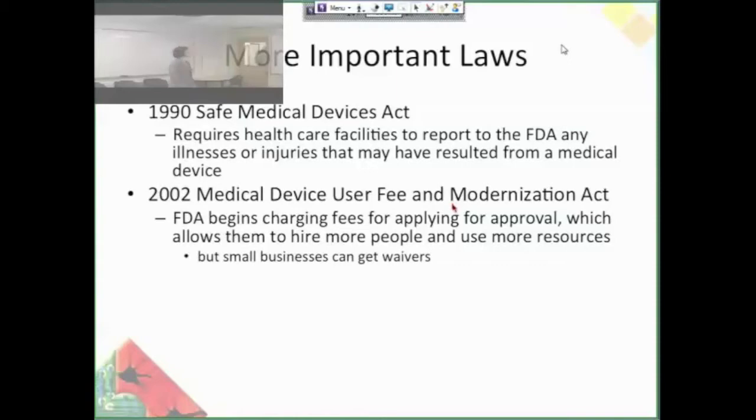In 2002, the Medical Device User Fee and Modernization Act, this is when the FDA began charging fees to companies for applying for FDA approval. And it's actually kind of recent that that happened. Originally it was free to apply to the FDA for approval, but I guess so many companies were applying that the FDA started charging fees. And that allows them to hire more people and utilize more resources, so hopefully more devices get approved. But small businesses can get a waiver so that they don't have to deal with that.